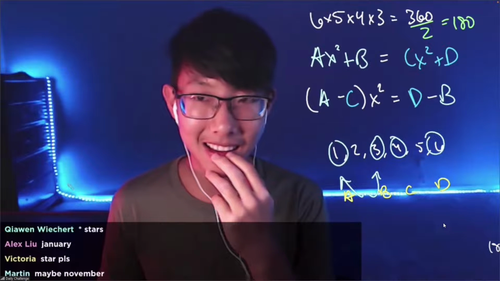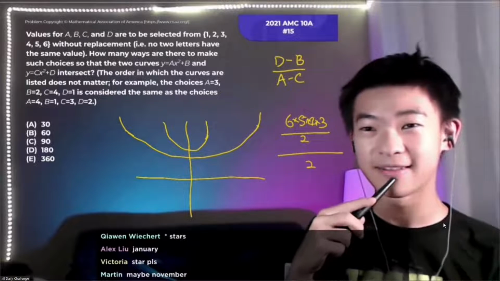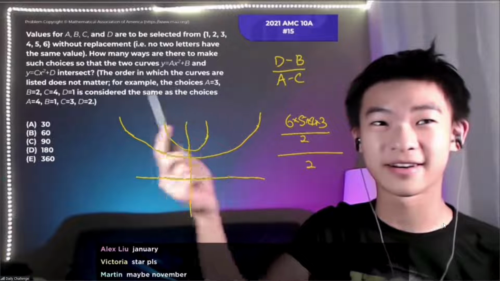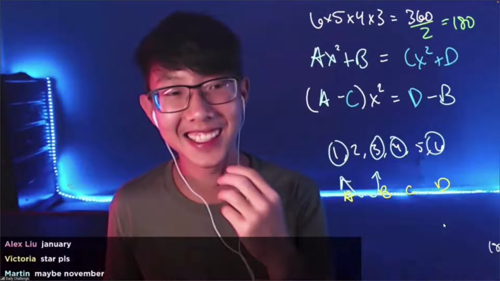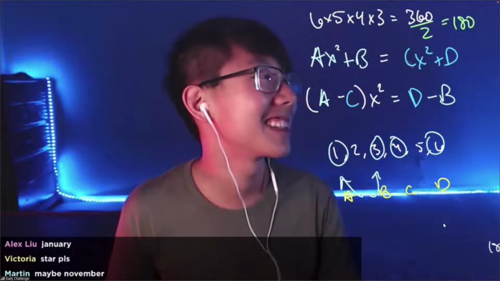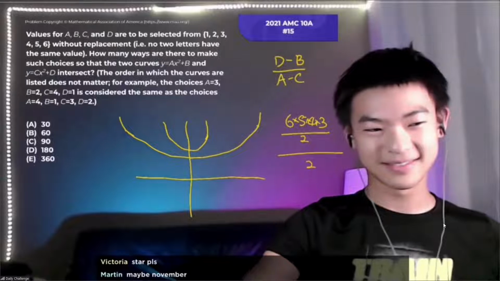I have an idea. I realized the question says the order in which the curves are listed does not matter. So that's like another divide by 2. Maybe whatever a and c you do, you flip it, and that divides by 2.